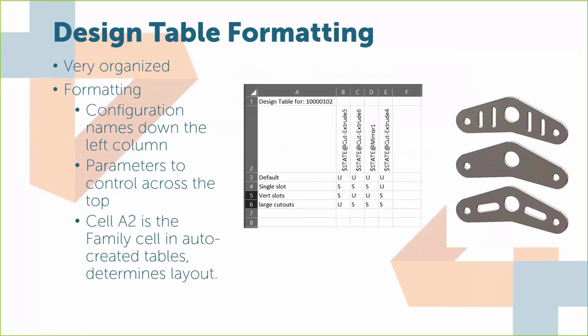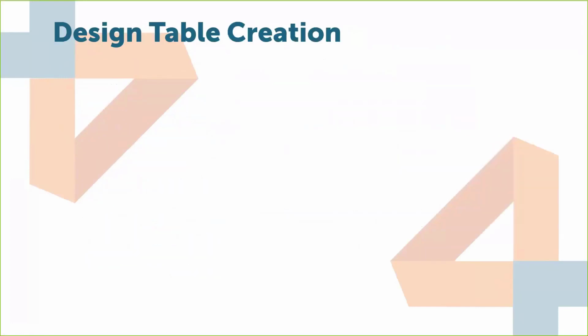Cell A2 in an automatically created design table is the family cell. That's special Excel functionality. You do not want to modify it. It needs to stay intact because that tells SOLIDWORKS the configurations are below this cell and the data is to the right of that cell. Now, if you're really familiar with configuration Excel and family cells, you can set any cell to be the family cell, but that's what SOLIDWORKS is looking for. So I recommend just leaving it alone until you get really comfortable with it.